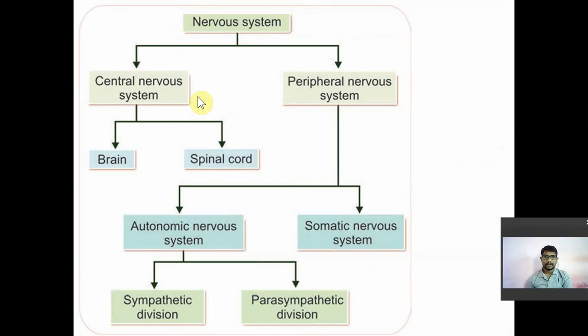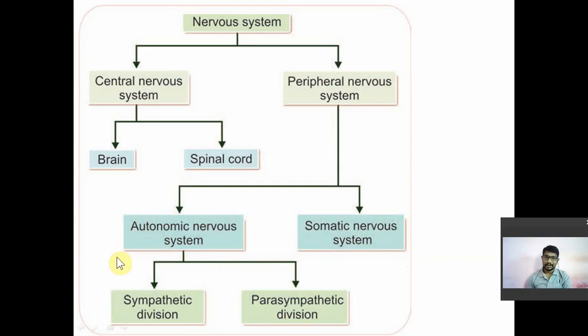Then again, this nervous system is divided into two types. The first one is the central nervous system, and the second one is the peripheral nervous system. In the central nervous system, you will have the brain and spinal cord. In the peripheral nervous system, you have two kinds of nerves: somatic nerve and autonomic nerve. The somatic nervous system you can control; it is in your will. If you want to contract your leg or extend your leg, you can, because it is under voluntary control. But the autonomic nervous system has some sort of autonomy, and you cannot control the autonomic nerves.